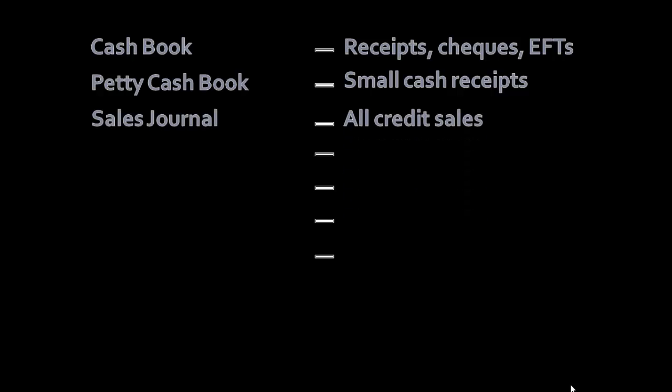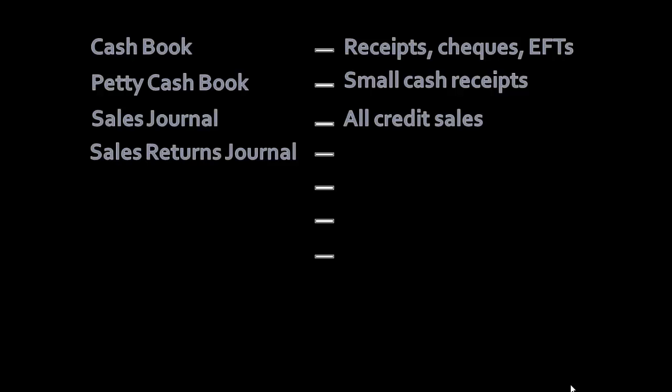Then we get the sales journal. All credit sales are processed in the sales journal. That means when someone buys on credit, then that transaction is not posted in the cash book, but it's posted in the sales journal because there is no cash in this transaction.